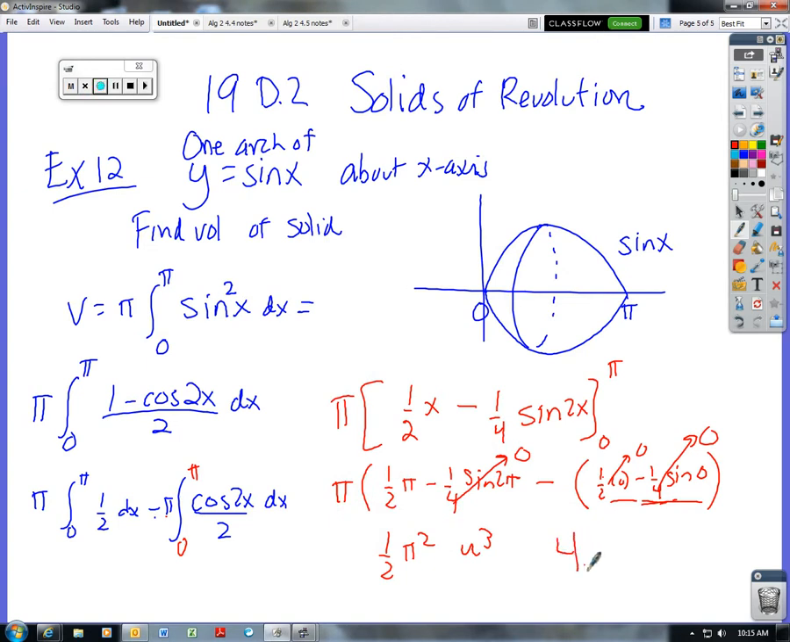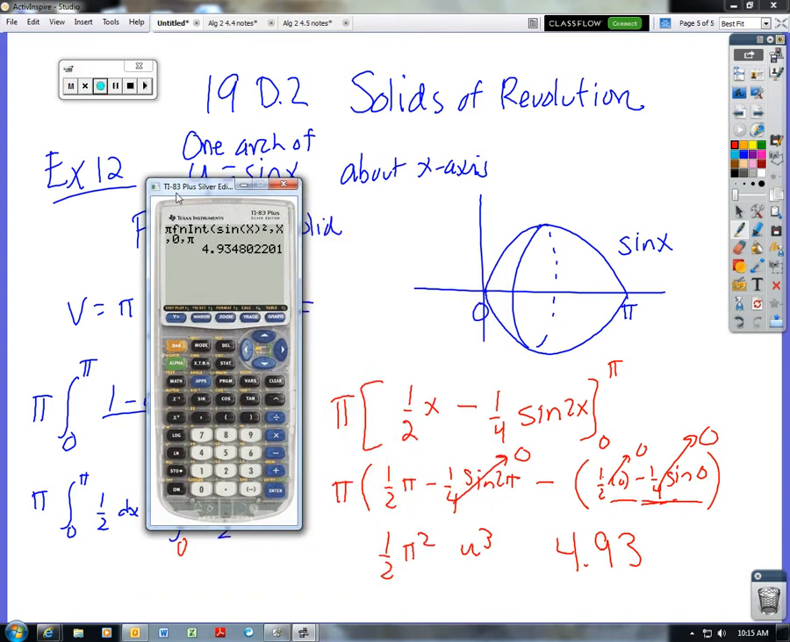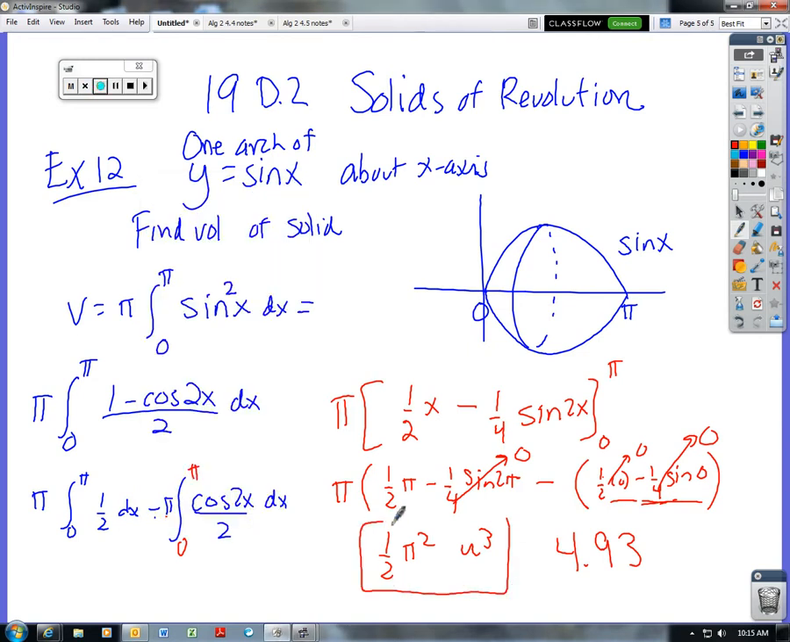4.93, the IB way. And let's check 1/2 pi squared. 0.5 times second pi squared. And that had better equal 4.93, and it does. Great. So it's all nicely checked.